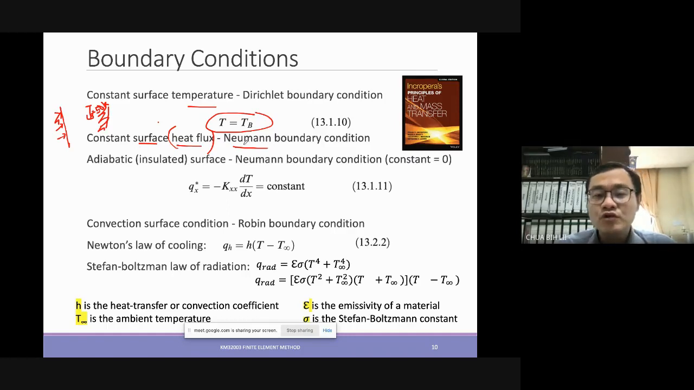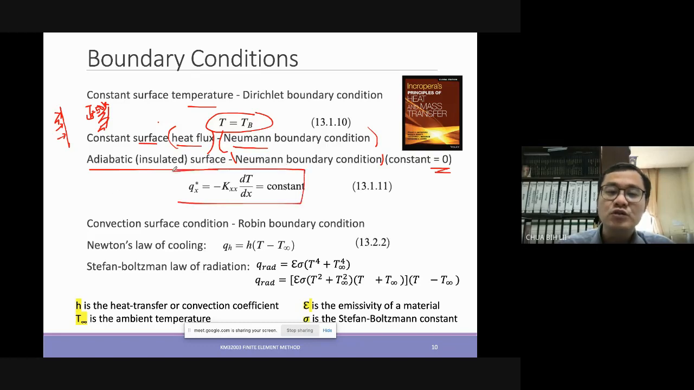On the other hand, we may also use this Neumann boundary condition to apply it for what we call an adiabatic or insulated surface. Since this heat flux represents the rate of heat being transferred into a surface, for an adiabatic or insulated surface we would say that the heat flux is equal to zero, meaning it's a constant zero. No heat is being transferred in and out through the surface. This is the equation to denote the Neumann boundary condition, depending on whether it's zero or a certain rate of change that you would have to apply.